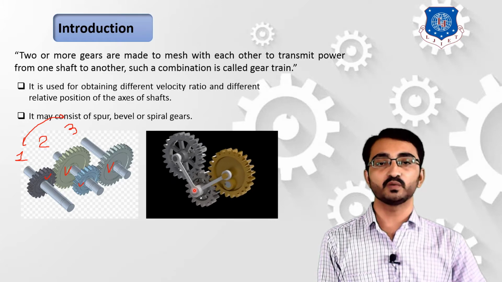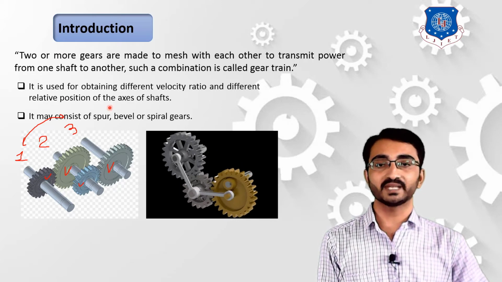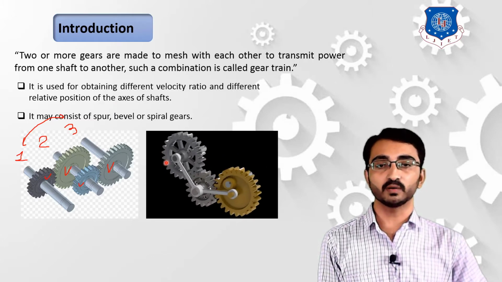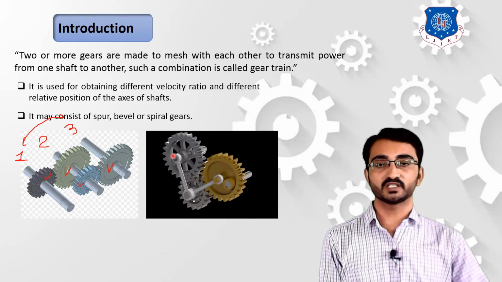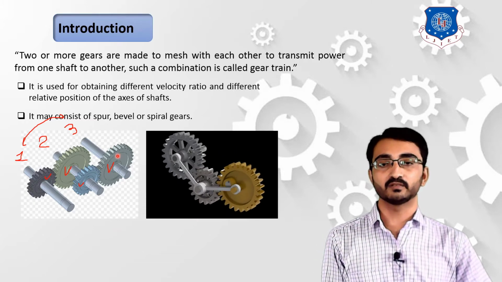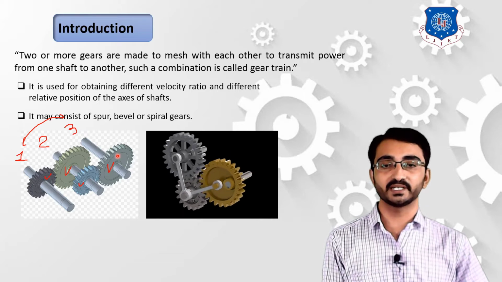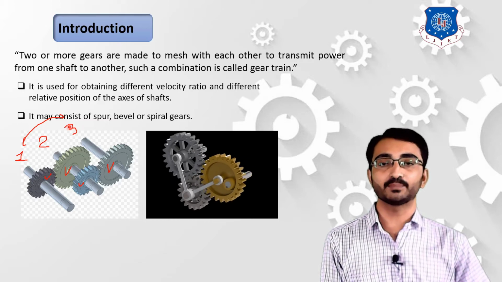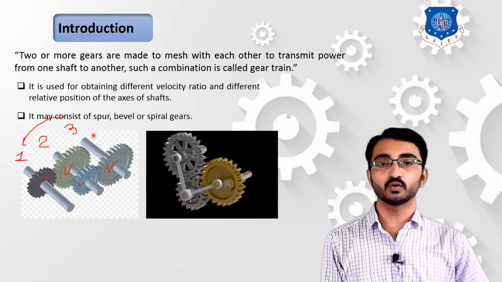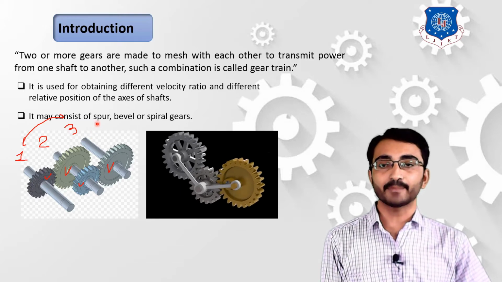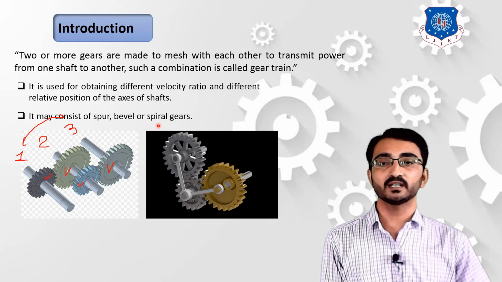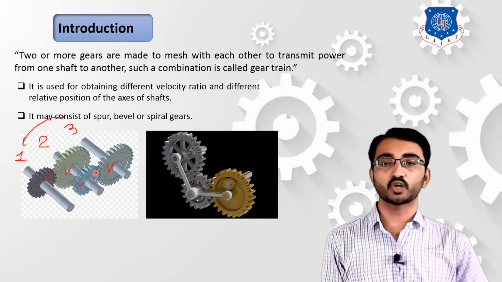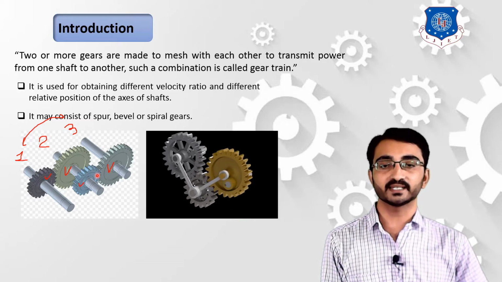In this way we can obtain different positions of the axis. As well, over here the velocity of gear A is slower than the velocity of gear 3. So this will also help you to understand that we can achieve either speed reduction or speed increase, and we can also obtain different positions of the axis with the help of this gear train. We have to remember one thing also, that the type of gear may be spur gear, bevel gear or spiral gear. In simple words, we can use any type of gear. A combination of two or more gears will be termed as a gear train.